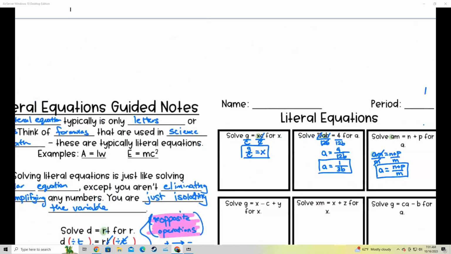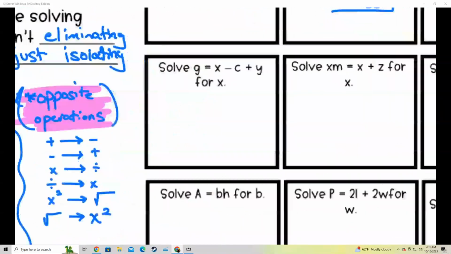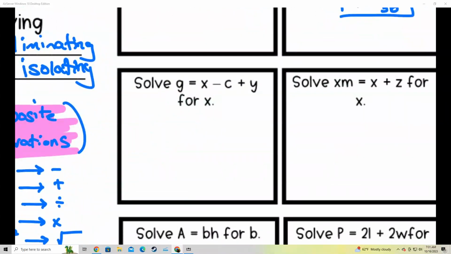All right, we got the first 3 done. Whoa, 9 more to go. Yeah, we're going to speed this up, guys. Here we go. Let me write this again. I got g equals x minus c plus y, and I'm solving for the letter x. This is the one I want to get by itself. I'm going to do this in 2 steps. I like to get rid of the stuff that's furthest away first. So the thing that's furthest away, and remember, I'm talking about this equal sign right here. I need to get x completely by itself.